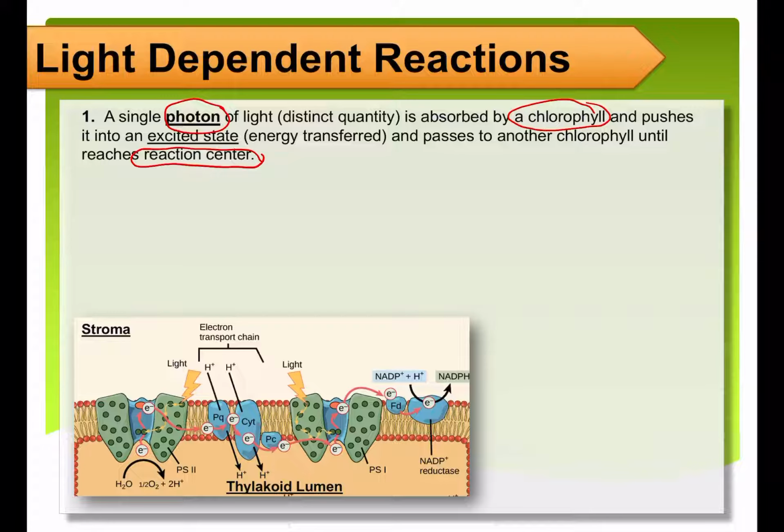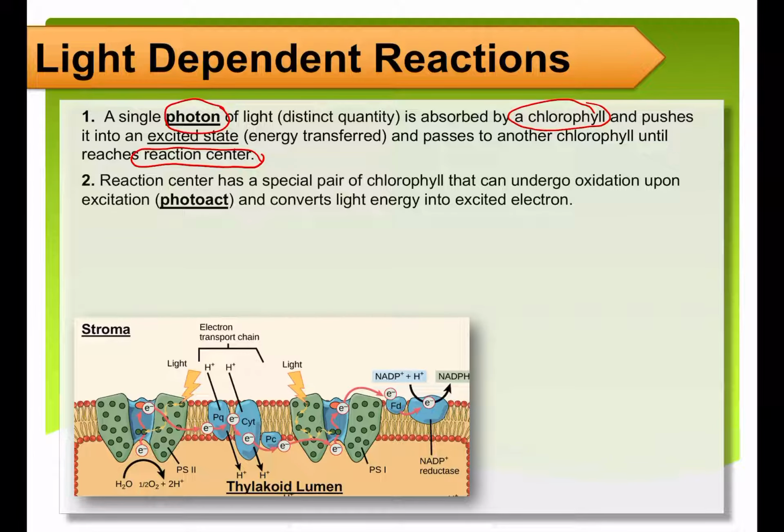So for item B in your worksheet, then a special pair of chlorophyll pigment within the reaction center will undergo an oxidation process called photoactivation and converts light energy from the sun into an excited electron state. Okay?